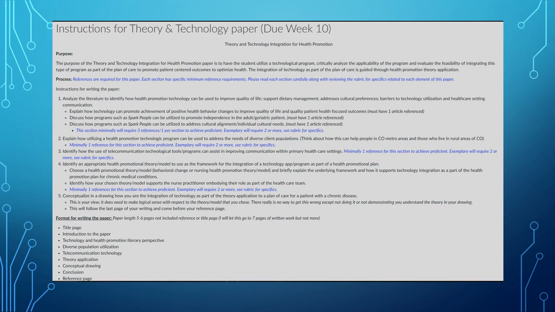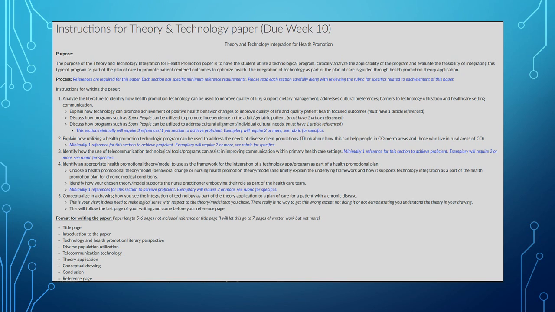Discuss how the programs such as Spark People can be utilized to promote independence in an adult geriatric patient. That's its own article. And then the next piece you have to answer is how can we use Spark People to do cultural alignment or individual cultural needs? And that would be one reference. So for this first section, you will have 3 different references that you will need to find for each of these pieces.